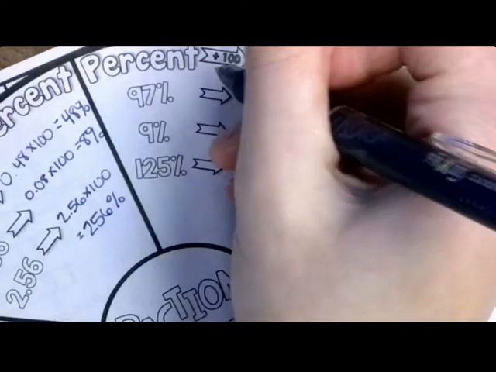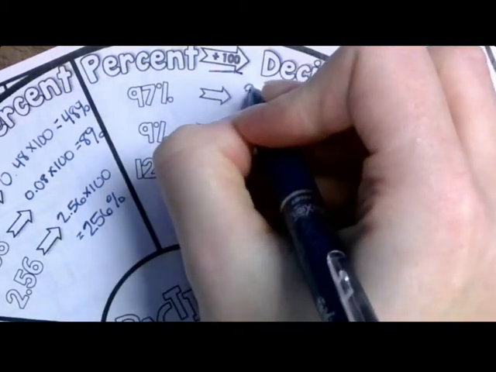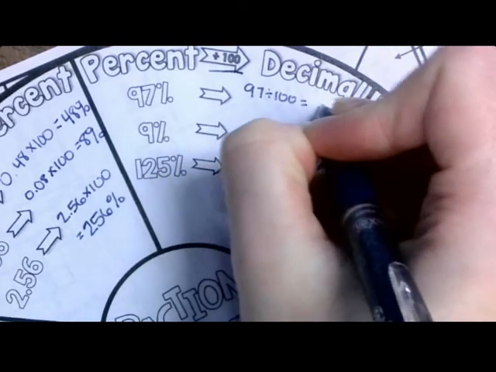All right, now we are going to turn it just a little bit, and we're going to do the opposite. So this one says percent to decimal is divide by 100. So I'm going to take 97 and divide it by 100. What does that give you?